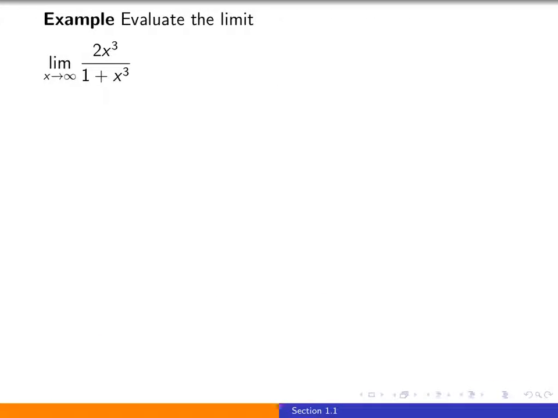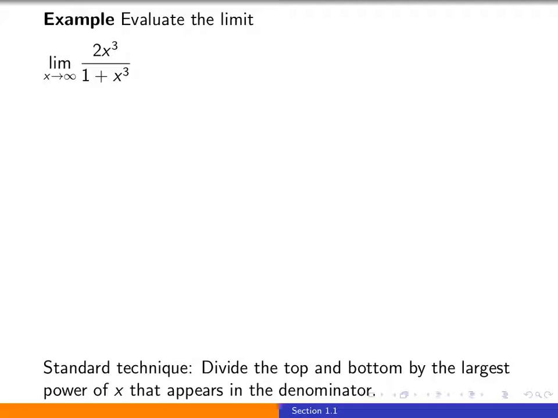So let's consider the following limit: as x approaches infinity of 2x cubed over 1 plus x cubed. It turns out that this is a very common type of limit, and there's a technique that allows us to evaluate this quickly and efficiently. When it is a limit of a rational function as you approach plus or minus infinity, the technique is as follows. You divide the top and the bottom by the largest power of x that appears in the denominator. Looking at our function here, the largest power of x in the denominator is the x cubed term. So what we are going to do is multiply by 1 in a fancy way: 1 over x cubed divided by 1 over x cubed.